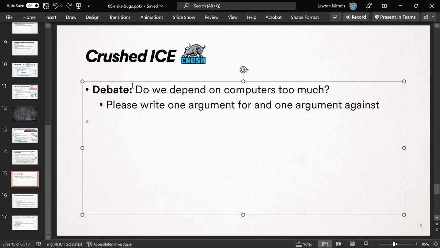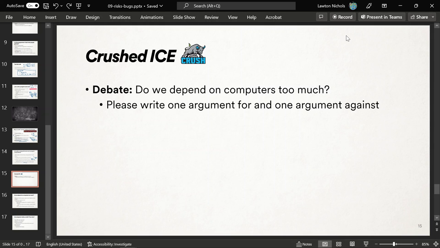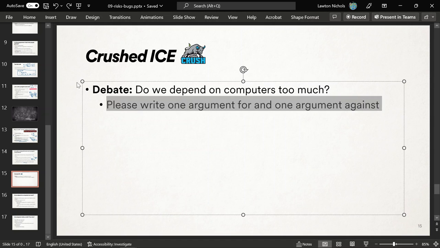So here's your debate question. Do we depend on computers too much? Maybe we should have them be less impactful in our lives. Maybe we should have them be more impactful in our lives. So try to come up with one argument for and one argument against, please. I'll give you a few minutes to talk about that.